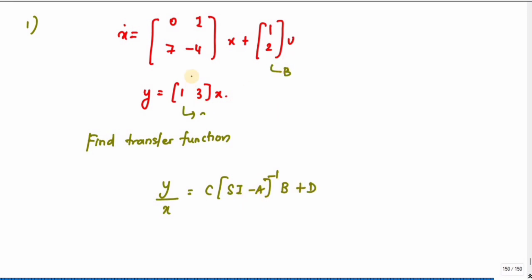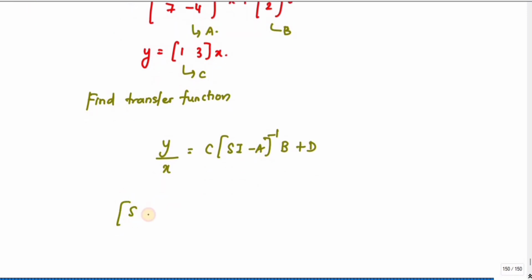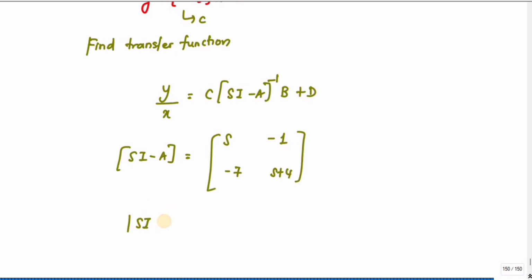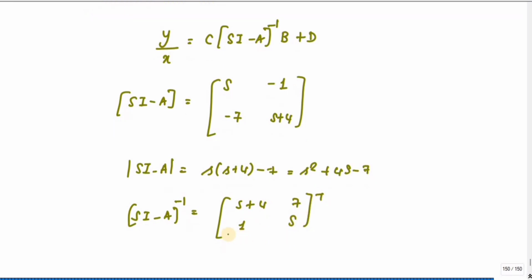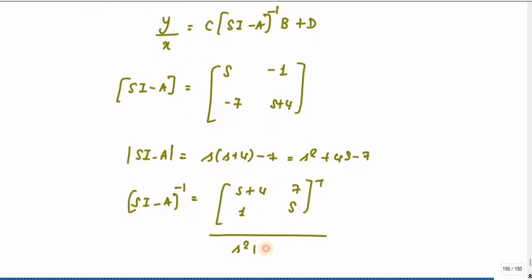So in order to find sI minus A, I told you to subtract the A term, then for s alone you have to add it to the diagonal values. So we get s minus 1, minus 7, s plus 4. Okay, so the first step is to find the determinant. So we get s into (s plus 4) minus 7. So the answer is s square plus 4s minus 7. In order to find (sI minus A) the whole inverse, first you have to find the cofactor. So the answer is s plus 4, 7, 1, s, the whole transpose, divided by the denominator value.